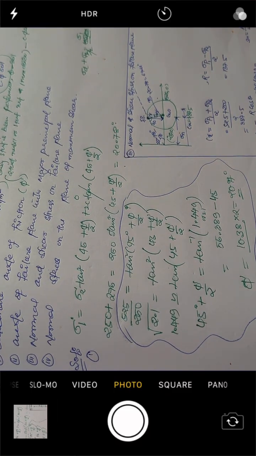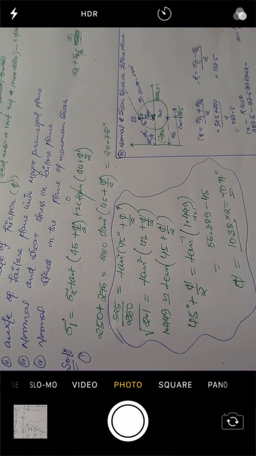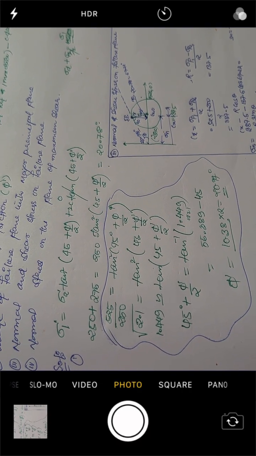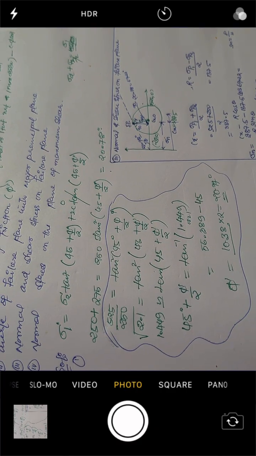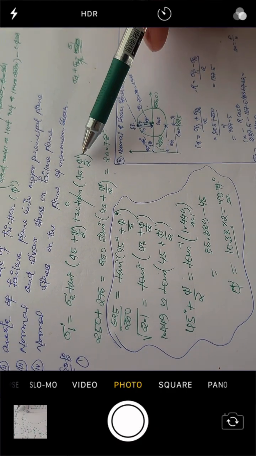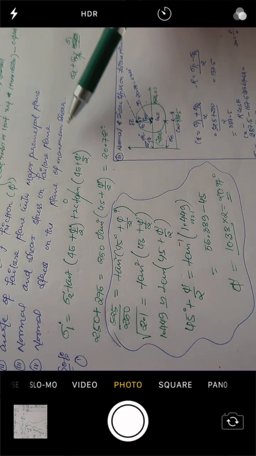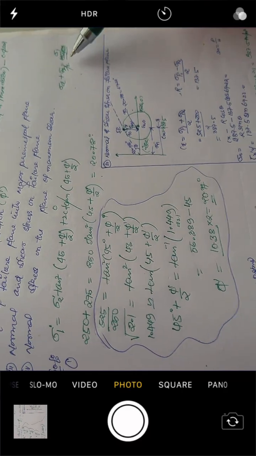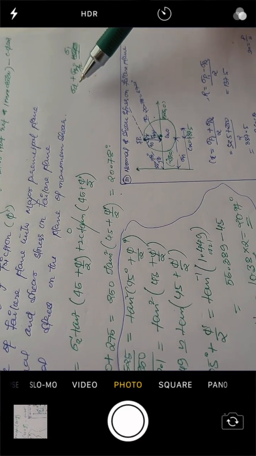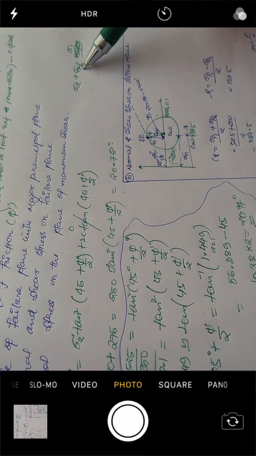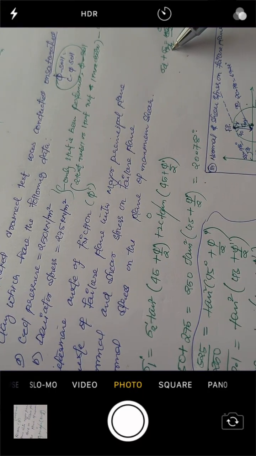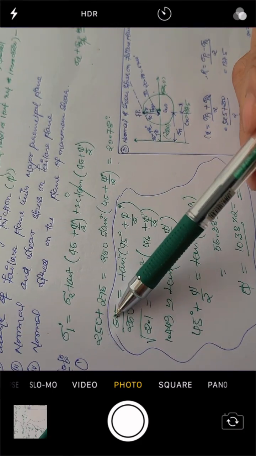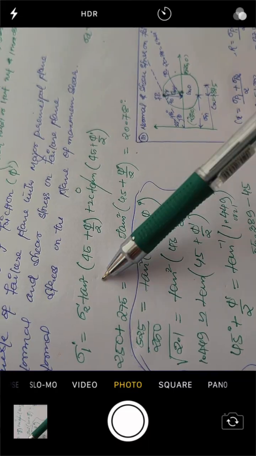We know that sigma 1, our major principal stress, is given as sigma 3 tan square (45 plus phi by 2) plus 2c tan (45 plus phi by 2). We are calculating for effective stress, that's why there will be a dash, which is the symbol of effective stress. And we know that major principal stress equals deviator stress plus confining or cell pressure. So from here sigma 1 equals 175 plus 50, which is 225.